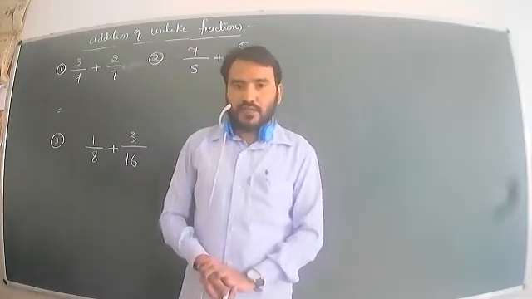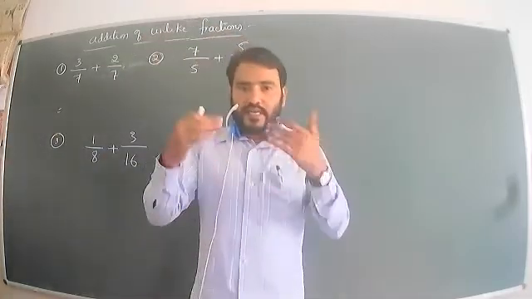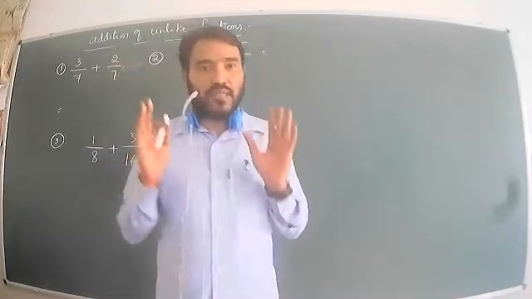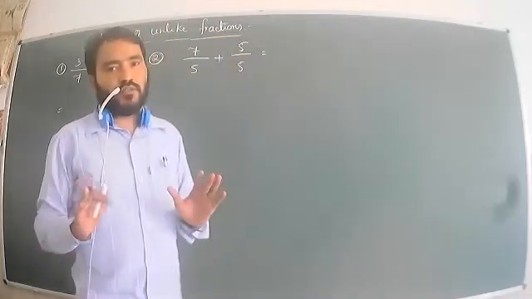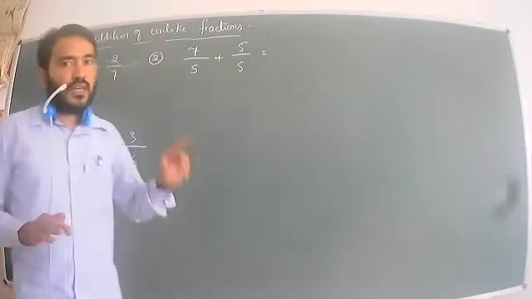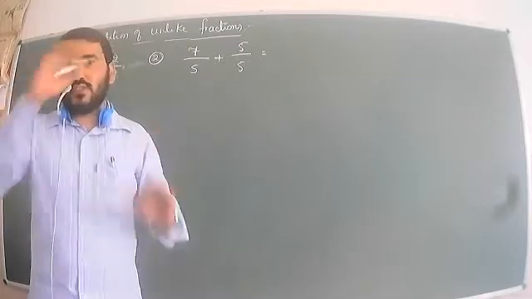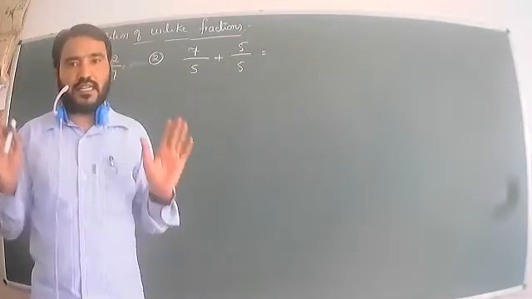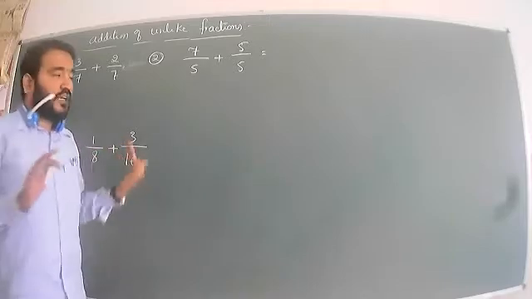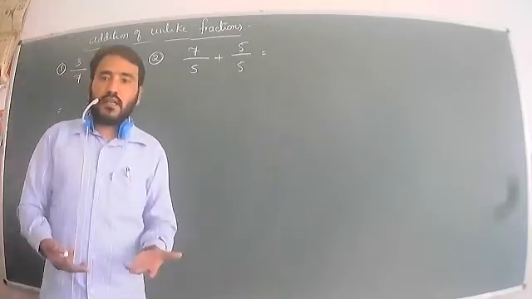Addition of unlike fractions. We all know that we can convert unlike fractions to like fractions, so it will be easy. Both addition and subtraction are very easy. I have already told you many times. In the third standard you learn addition of like fractions only. When the denominators are same, we directly add the numerators and write the denominator as it is. But here we will learn how to add unlike fractions.